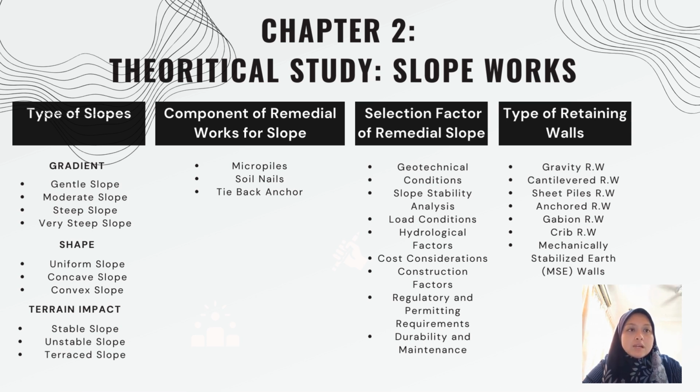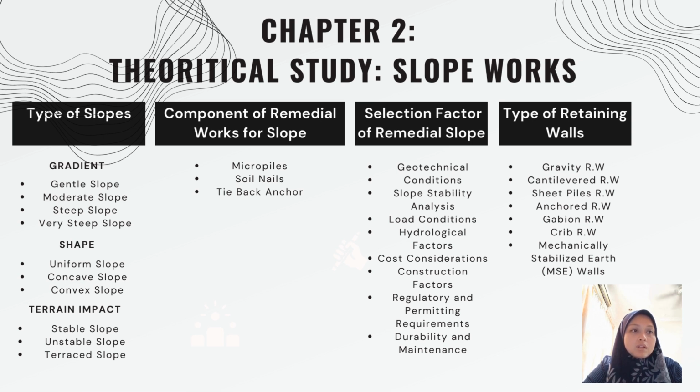For the slope types based on shapes, we have uniform slope, concave slope, and convex slope. For the uniform slope, consistent gradient without variation, predictable in terms of water runoff and erosion. For the concave slope, the characteristic is a slope curving inward, becoming steeper toward the base.